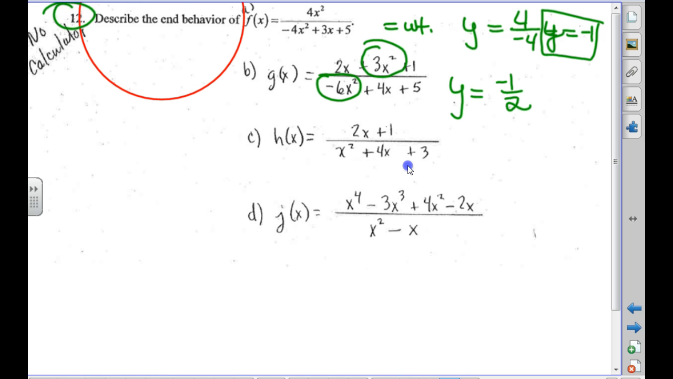What about C? It is bottom heavy. What is the rule for bottom heavy? Approaches y equals 0.